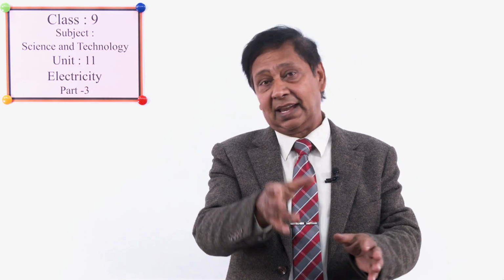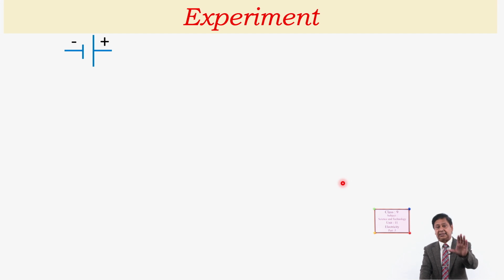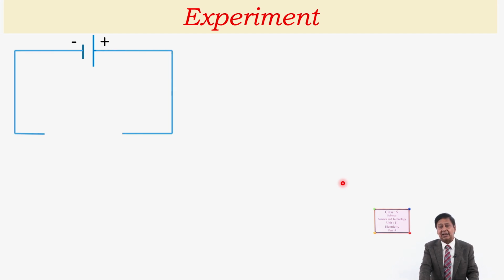Okay, what I told you: PD, potential difference, current, 1 ampere current and 1 volt potential difference. Now it's time to establish the relationship between potential difference and current. Now I am going to show you an experiment. With the help of this experiment, we are going to establish the relationship between potential difference and current. Okay, what is the experiment? Let's say we have a cell, and the cell is connected to a bulb.